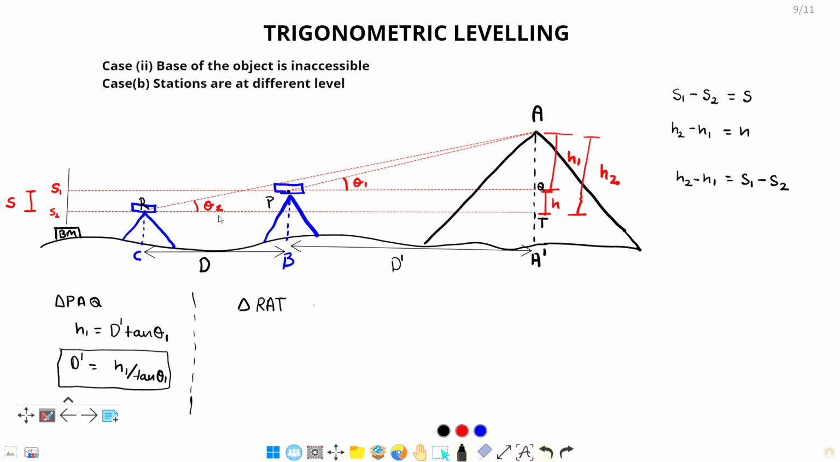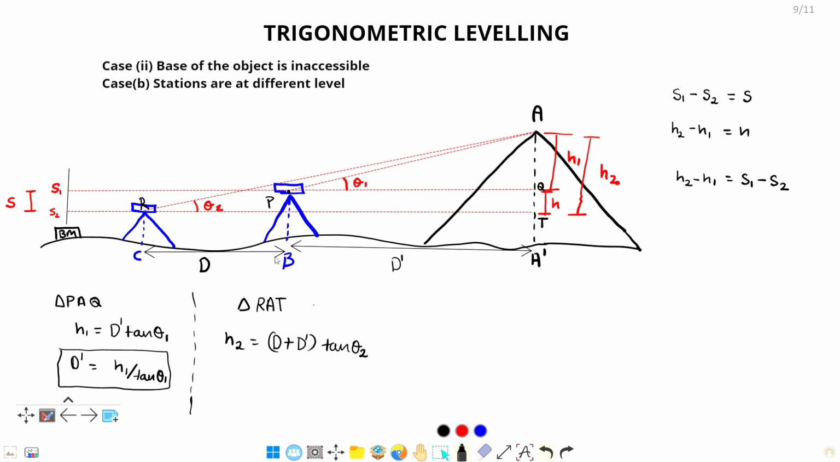If I take tan theta 2, then it will be equal to perpendicular upon base, H2 upon D plus D dash. So I am finally writing it as an equation: H2 is equal to (D plus D dash) into tan theta 2. So in this equation, theta 2 and D are known.